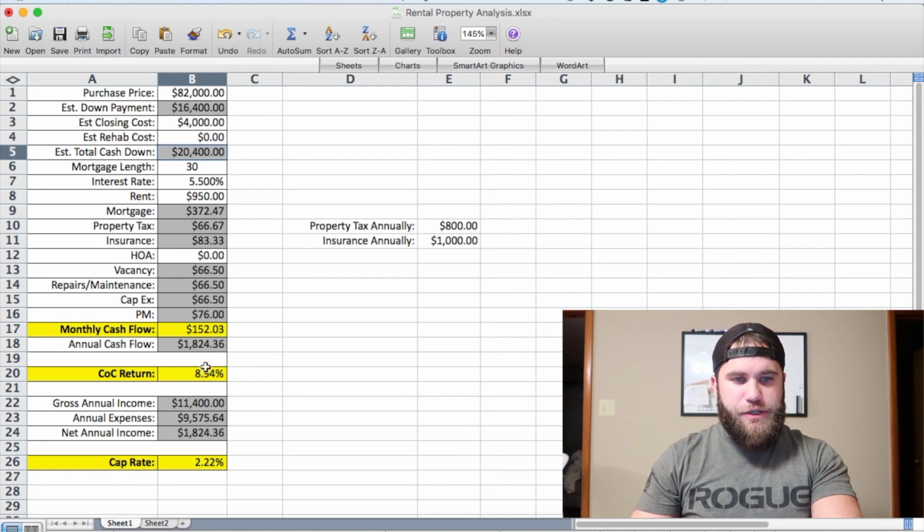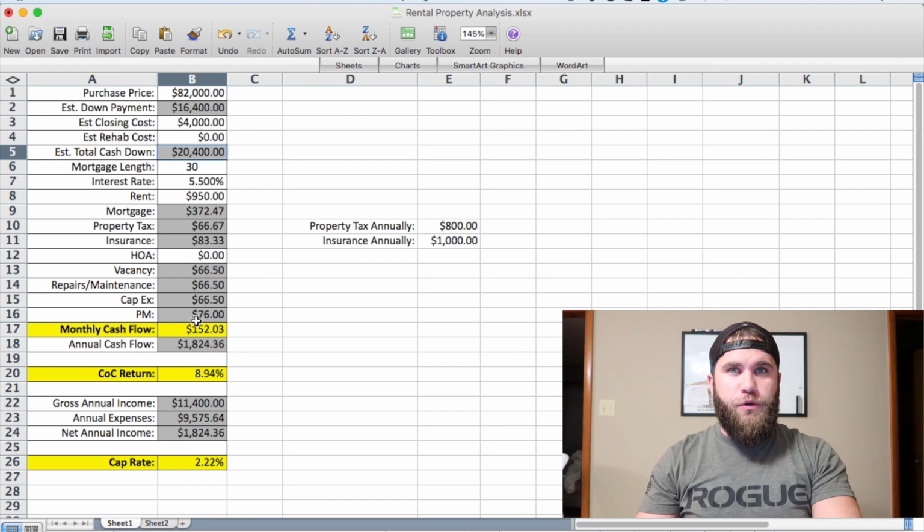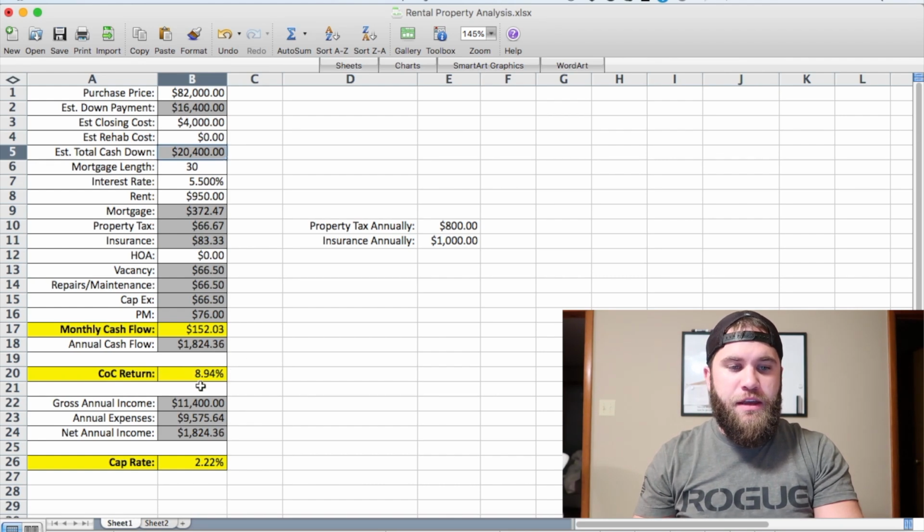But then that cash on cash return down here gives you the percentage of your total annual cash flow, taking into account the total cash down that you have. So like I said, it's the total return that you have on your initial cash invested. Looking at these numbers, they're not the greatest, but it's definitely an extra $150 a month. I don't know about you, but I wouldn't mind having that coming in. I like to look at properties with anything over 6% cash on cash return.